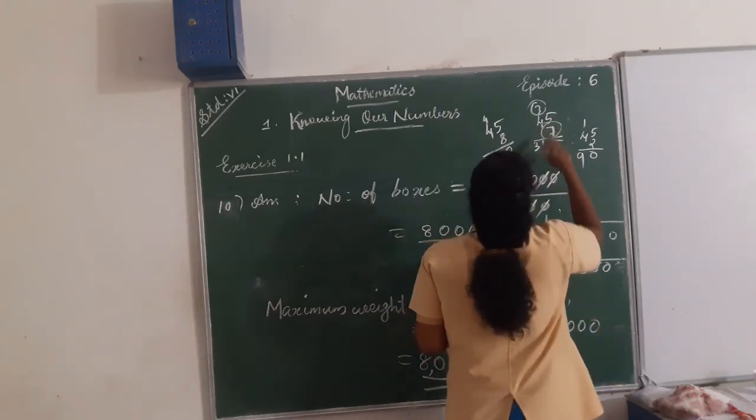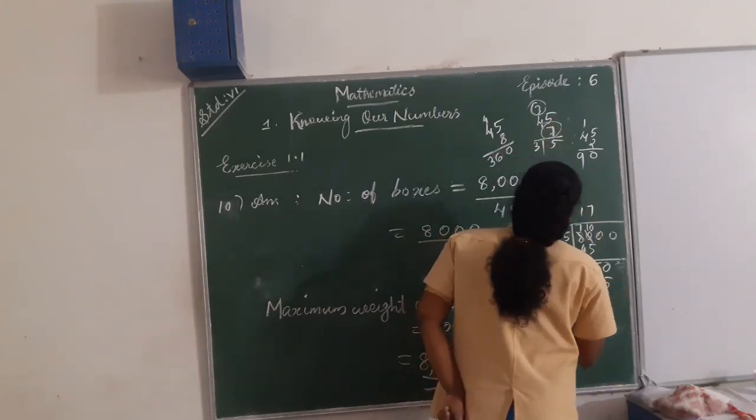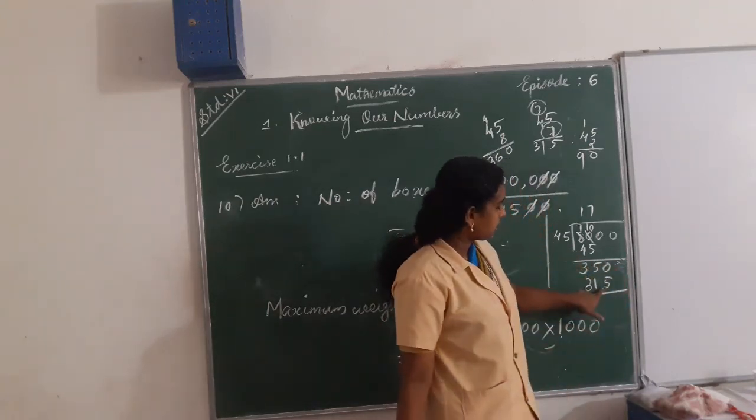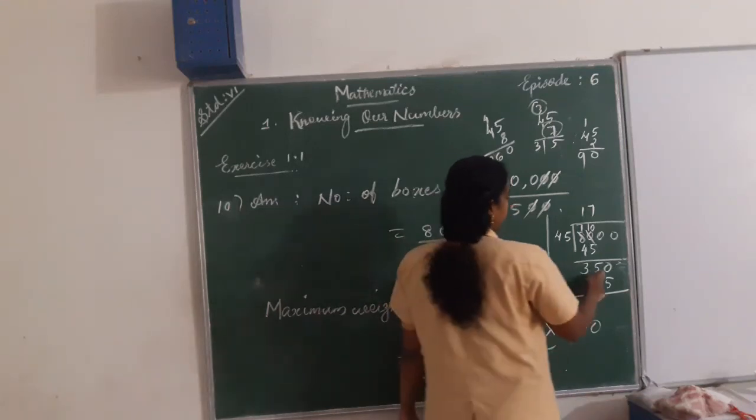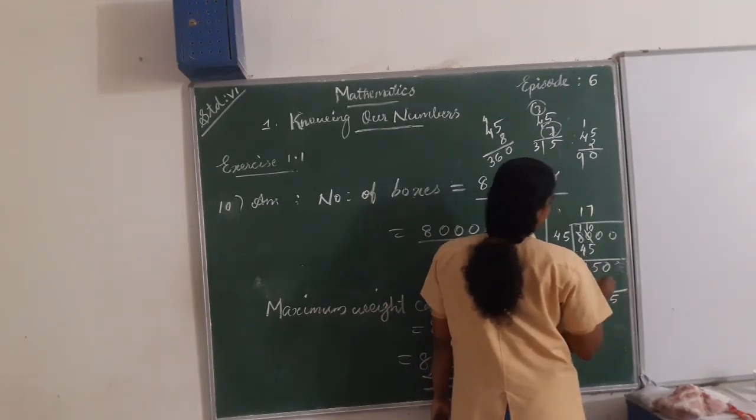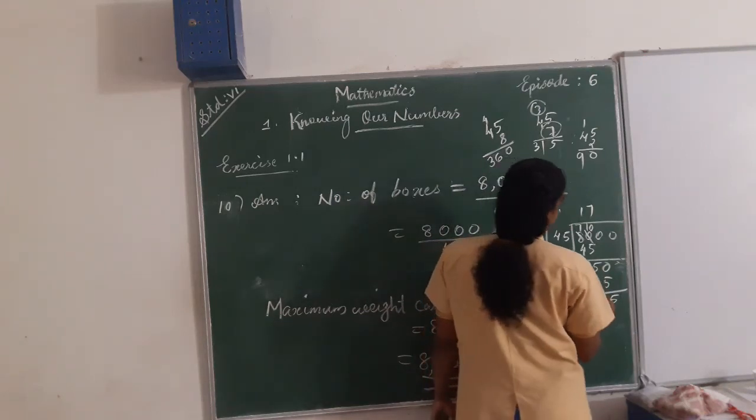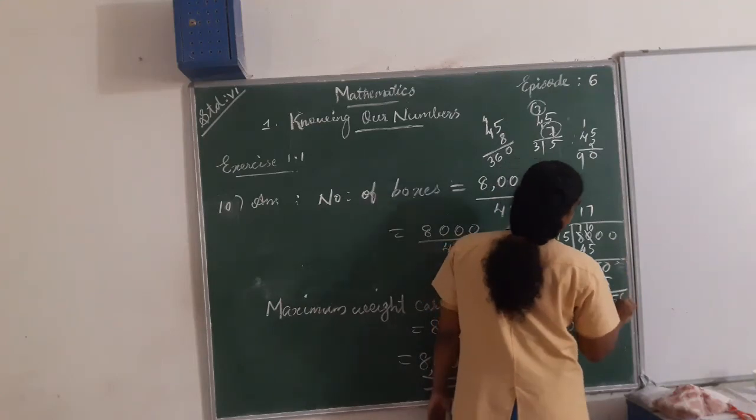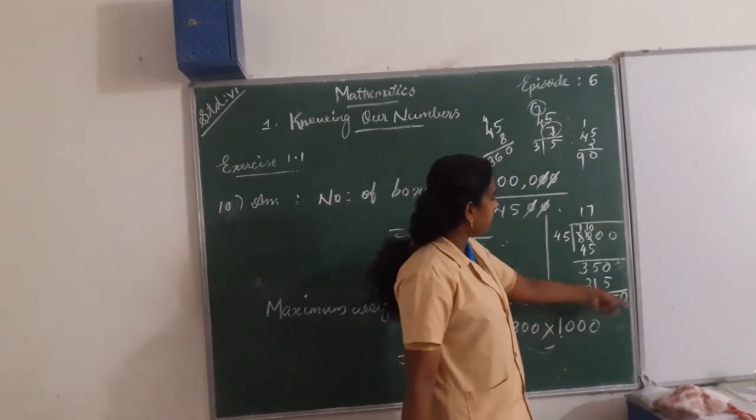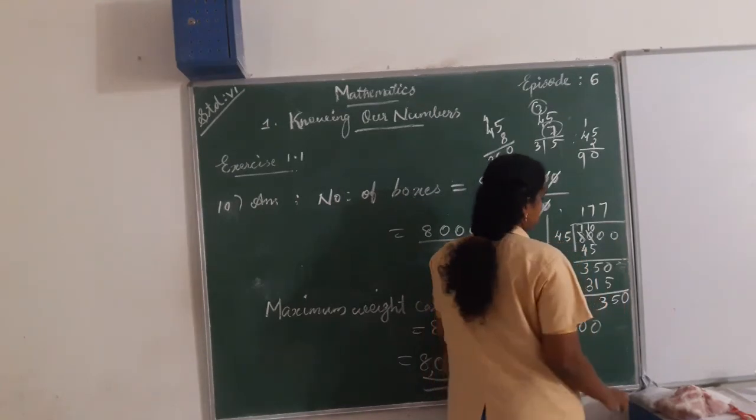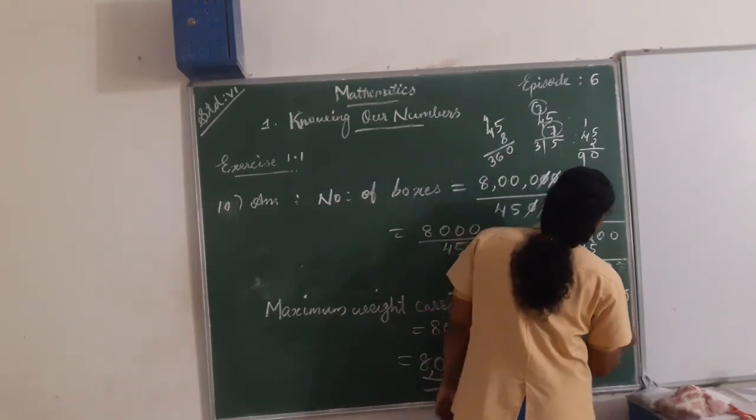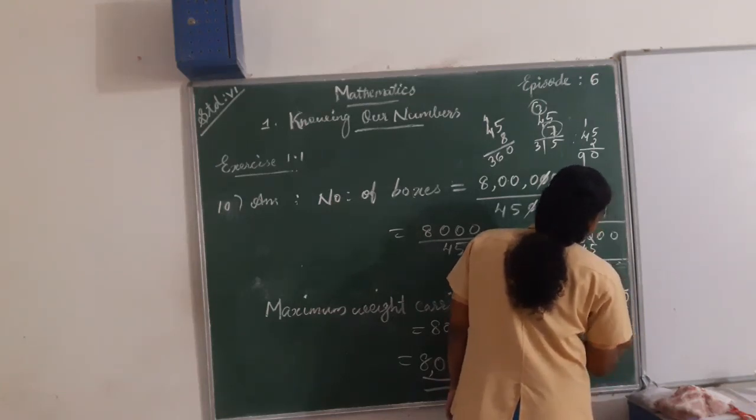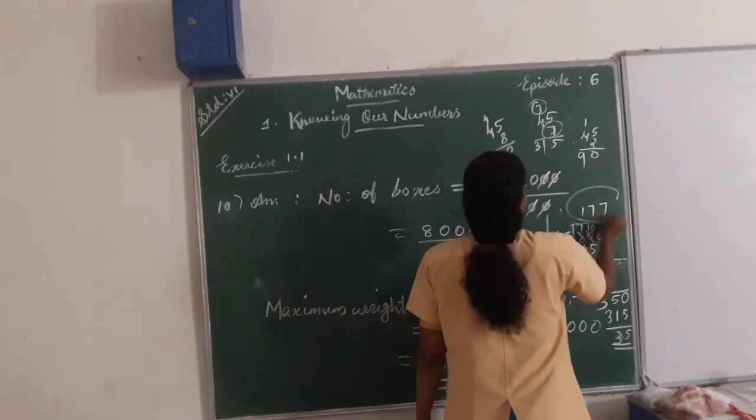45 into 7 is 315, and we subtract from 350. We cannot subtract 5 from 0, so we borrow. 10 minus 5 is 5, and 4 minus 1 is 3. And this 0 can be put down, and again 350. Again we take 7, and 10 minus 5 is 5, 4 minus 1 is 3. So this is our answer.